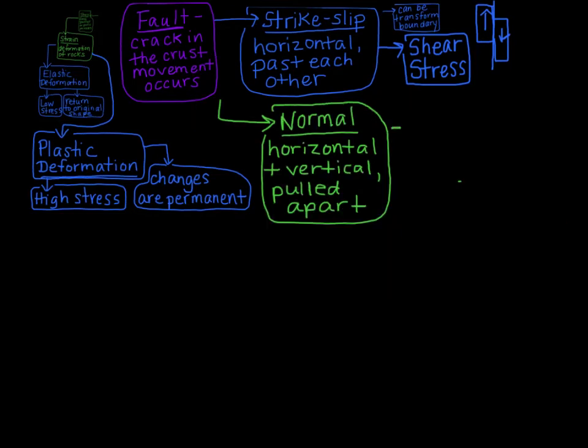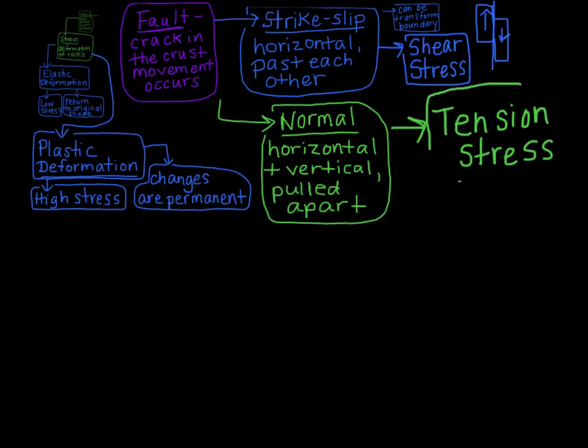Normal faults are caused by a type of stress called tension stress, and that means to pull apart. If you had a rope and you wanted to make the tension in the rope very high, you would pull on the rope. So tension stress is where the rocks are being pulled apart.